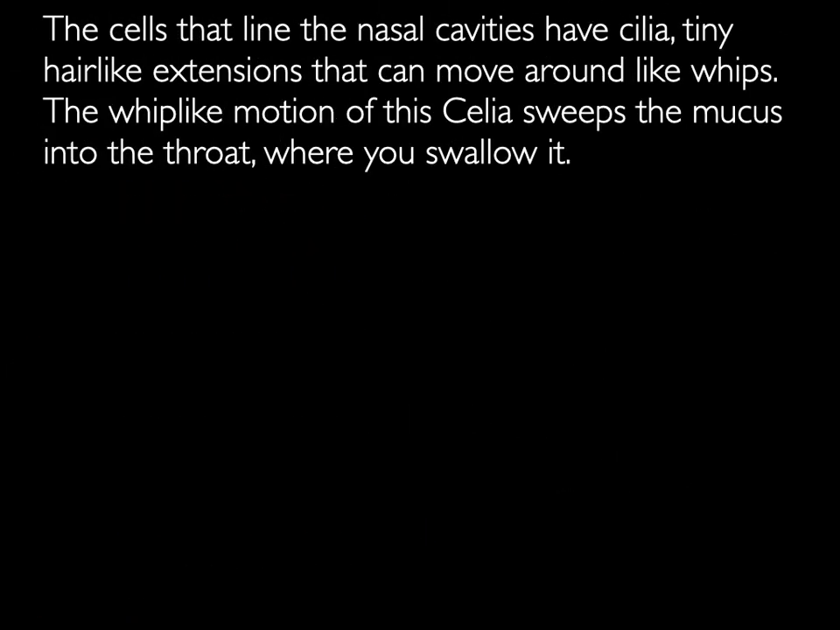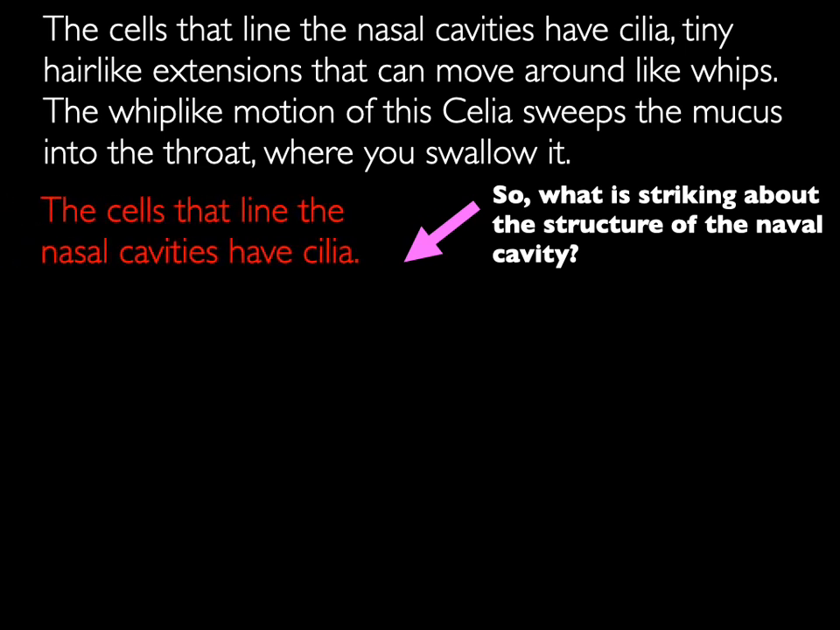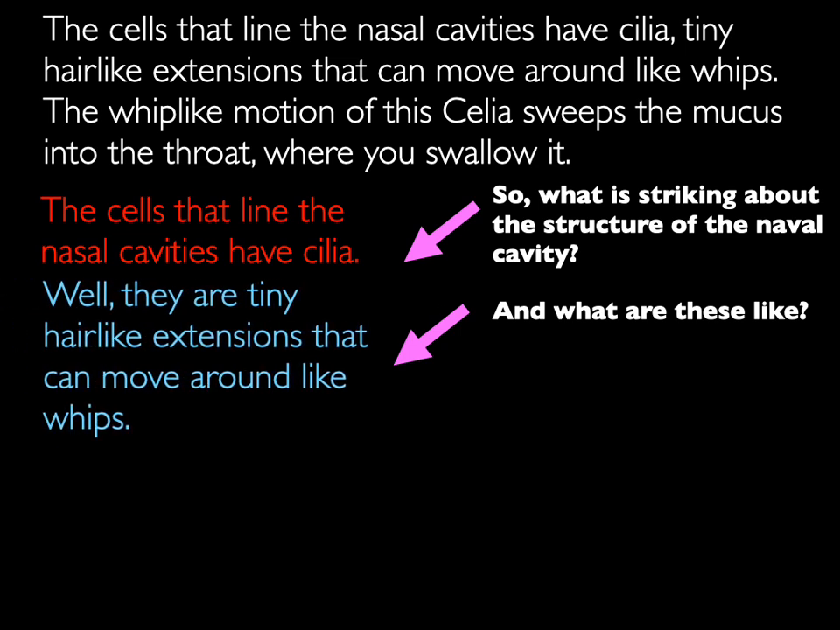This is from a biology textbook. "The cells that line the nasal cavities have cilia, tiny hair-like extensions that can move around like whips. The whip-like motion of the cilia sweeps the mucus into the throat where you swallow it." So we've been learning about nasal cavities. What is striking about the structure of the nasal cavity? When you look at this picture, let's say, of a nasal cavity. Well, the cells that line the nasal cavities have cilia. Oh yes, they do. And what are these like? How would you describe them? Well, they're tiny, they're hair-like extensions, and they can move around like whips.